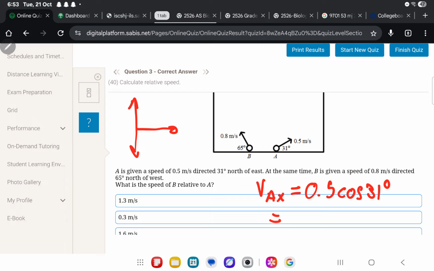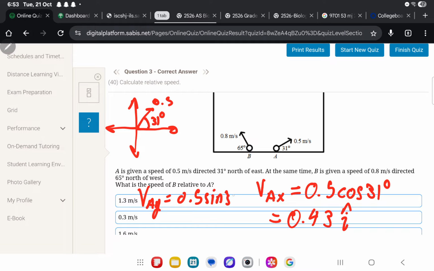Here 0.5, 31 degrees. So 0.5 cosine 31, let me get a calculator. 0.5 cosine 31 gives you 0.43, let's say 0.43 i. Now V of AY is going to be the same exact thing except with sine. So 0.5 sine 31 degrees.